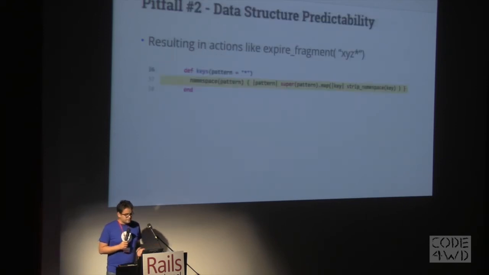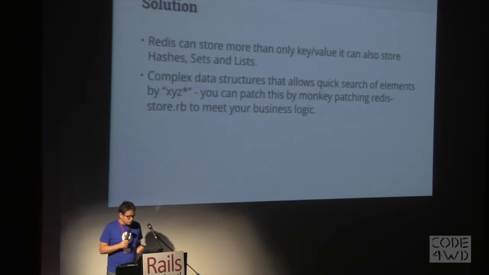the second thing is data structure. You find yourself, after a while, that your data structure in Redis is not quite what you were expecting. And you should remember always that you will need to delete data from Redis. The solution for it is to use smart data types that Redis supports. Redis supports hashes, sets, and lists.